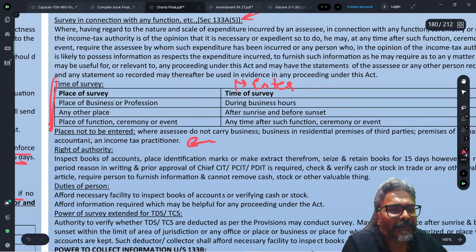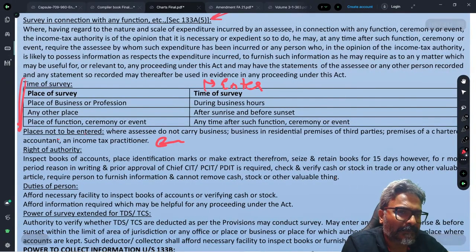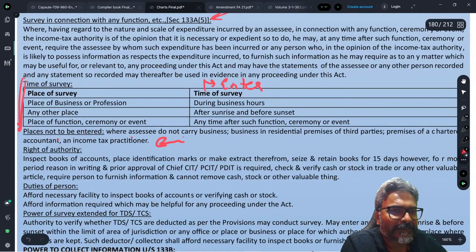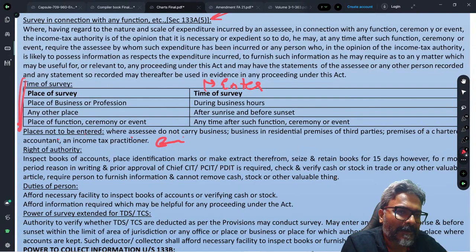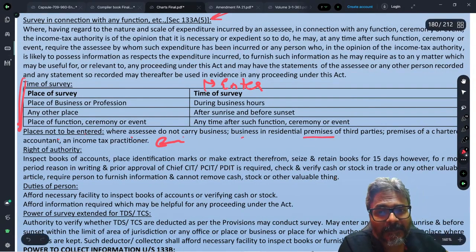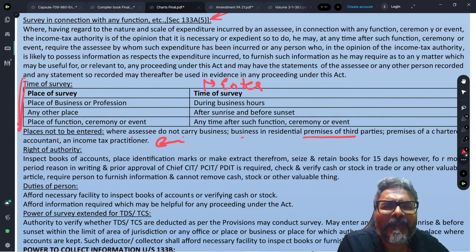A place not to be entered, where you cannot enter it, students. Where the SSC does not carry the business, the business of a residential premises of a third party. Now, may I ask you this question?